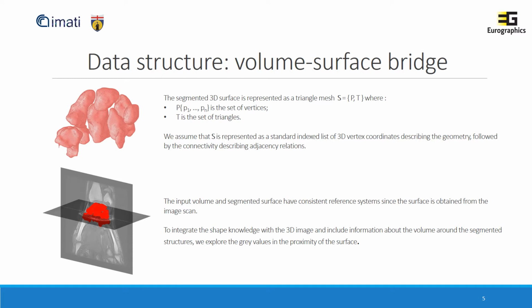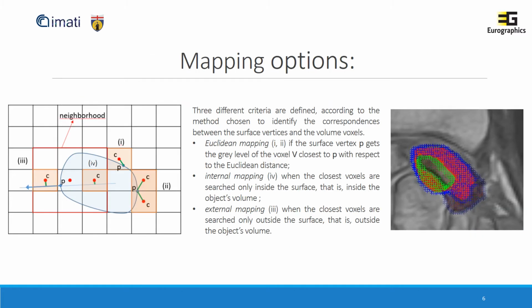Now, to integrate the shape knowledge with the 3D image and include information about the volume around the segmented structure, we explore the gray value in the proximity of the surface. We developed 3 different ways to explore the volume around the surface. In each of these methods, the vertices that compose the surface will be associated with the gray levels of the correspondent voxels in the image. This means that each vertex will be associated with a voxel.